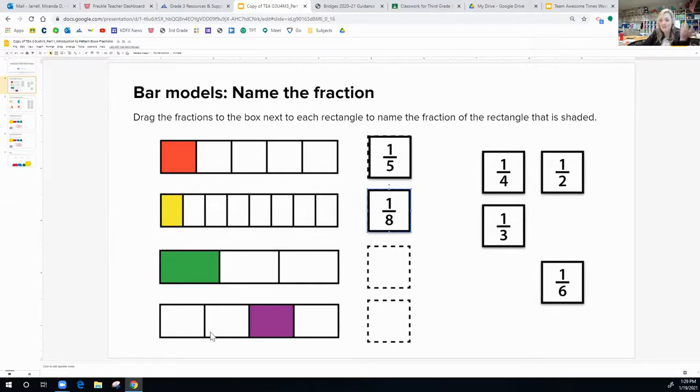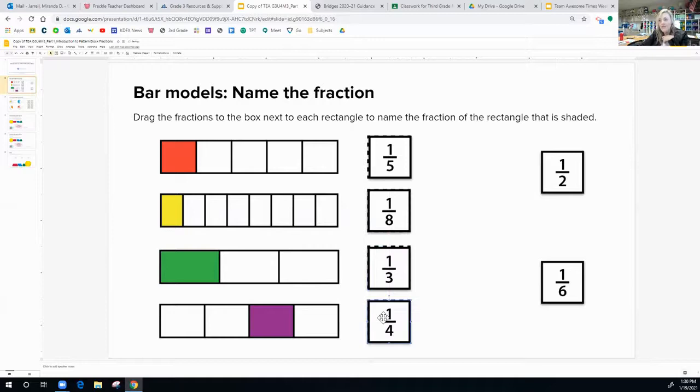Okay, so let's just pretend that all 4 of these rectangles are pans of brownies. The first pan of brownies is shared with 5 people. The second pan is shared with 8 people. The slices get smaller because you're sharing with more people. Let's look at this fraction. 1 out of 3 is 1/3. And then this one is 1, 2, 3, 4 pieces in all, and 1 is shaded, so that would be 1/4.